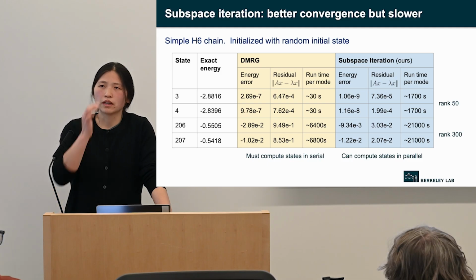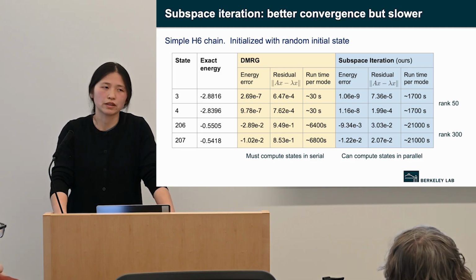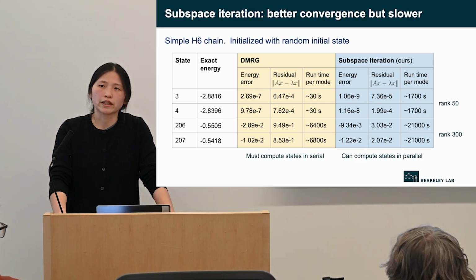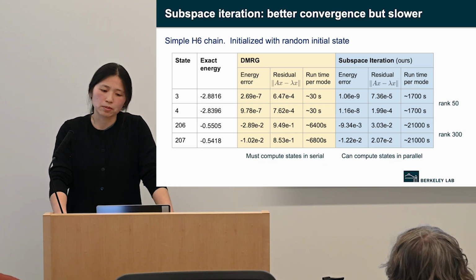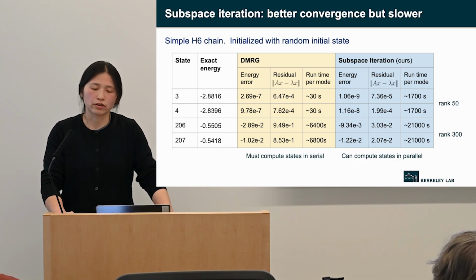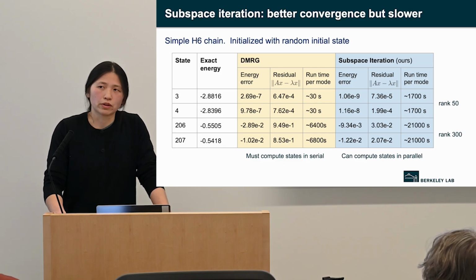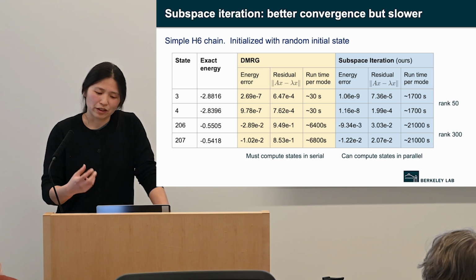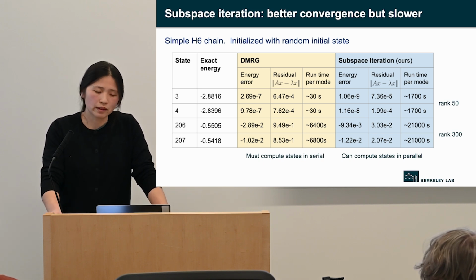Finally, we look at the performance of subspace iteration compared to DMRG. In the top 2 rows, we look at low-lying excited states. Both DMRG and subspace iteration give relatively accurate results. The error in the subspace iteration is slightly lower, but the runtime per excited state is significantly larger than DMRG.